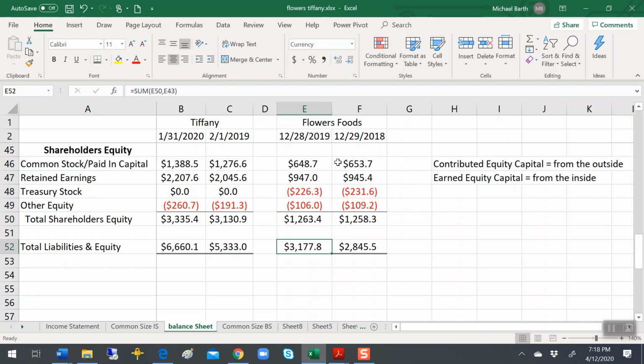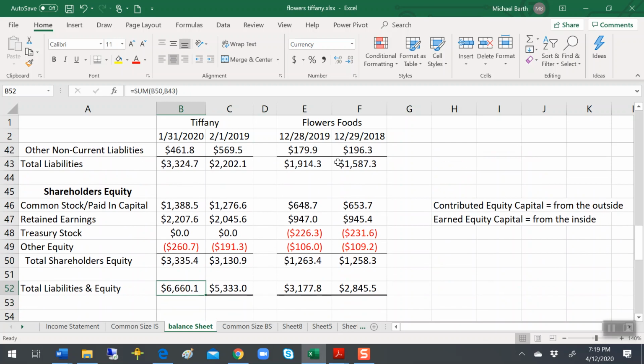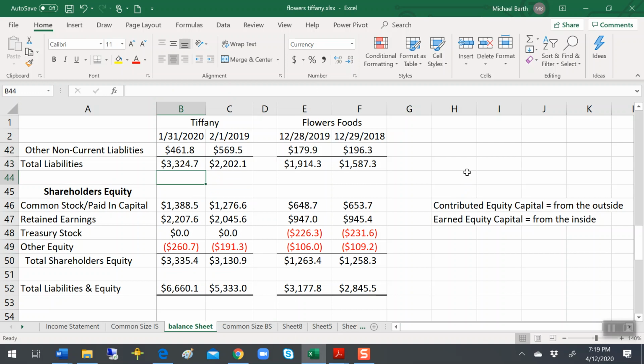We can see from these two companies, and remember their revenues were almost identical at $4 billion, but the total liabilities and equity are twice as high at Tiffany as they are at Flowers. And the total assets have to be equal to the total liabilities and equity, otherwise it won't balance. So that's why they call it a balance sheet, because the total assets have to balance with the total liabilities and equity. So we can also see, if we look at the total for Tiffany, about half of it is liabilities, other people's money. About half of it is shareholders' equity.